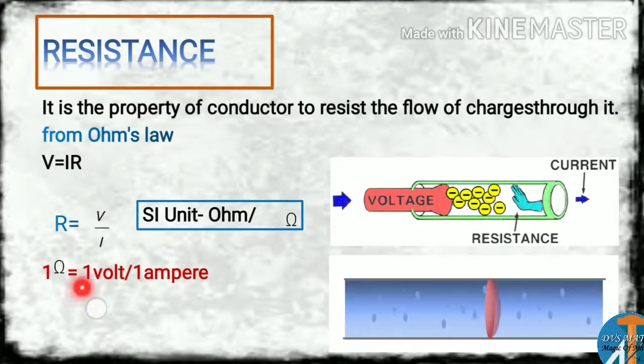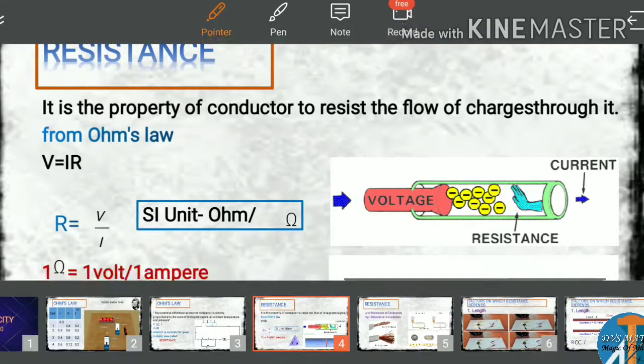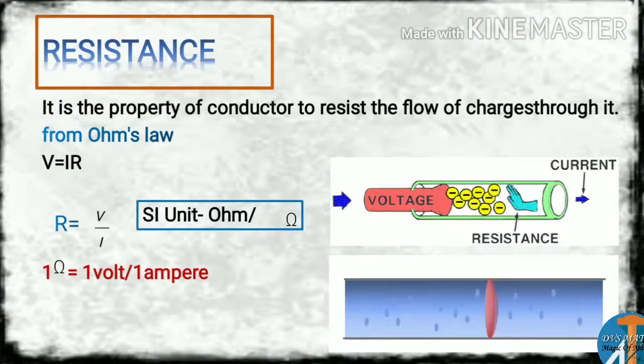1 ohm can be defined as follows: if a potential difference of 1 volt is applied across a conductor to make a current of 1 ampere flow, the resistance is 1 ohm. So 1 ohm is equal to 1 volt by 1 ampere. Just remember the formula, R is equal to V by I. R is resistance, that is 1 ohm. V is voltage or potential difference, 1 volt. I is electric current, 1 ampere.